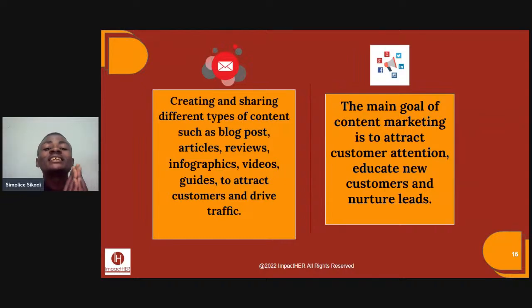Content marketing is the way you build your community online. Content marketing is the way you pull people to yourself online. And of course, for you to pull people to yourself online, you have to be creating content that is valuable. The content has to be valuable, meaning that you have to create content that speaks to your audience. That is very, very important.